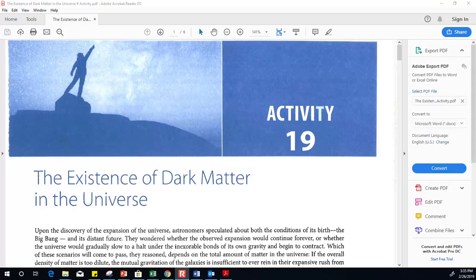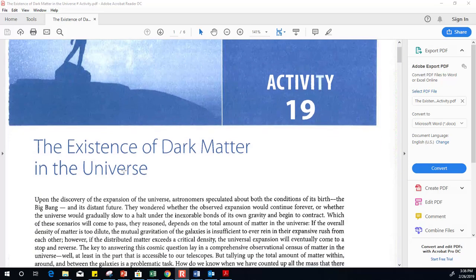Today I'm going to talk about the project, the activity, the existence of dark matter in the universe. This is such a wonderful activity. In this activity, you learn how to plot the data and how to analyze it to get meaningful information out of the data.